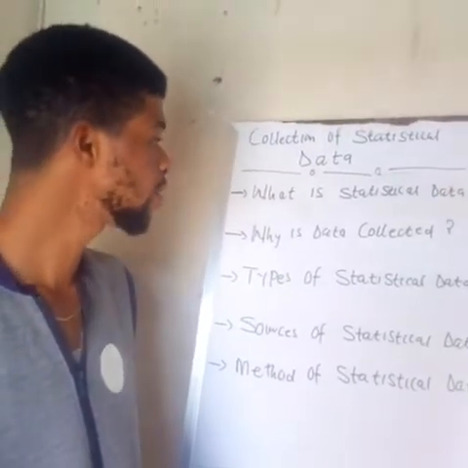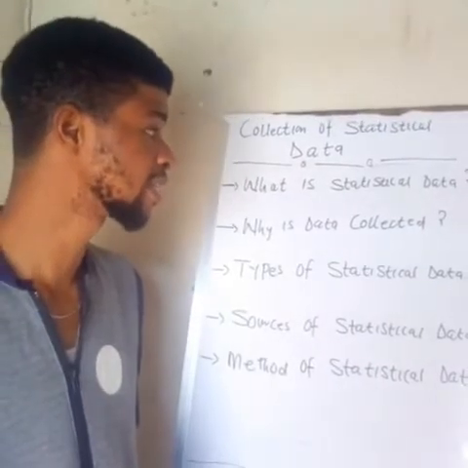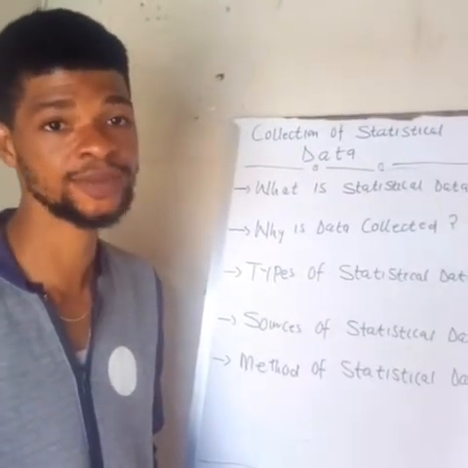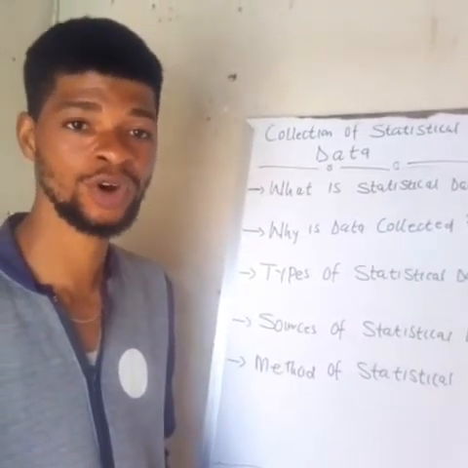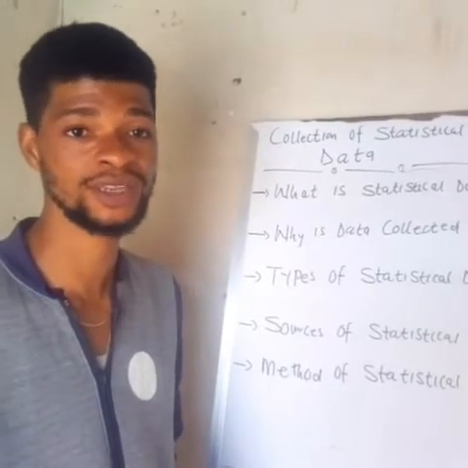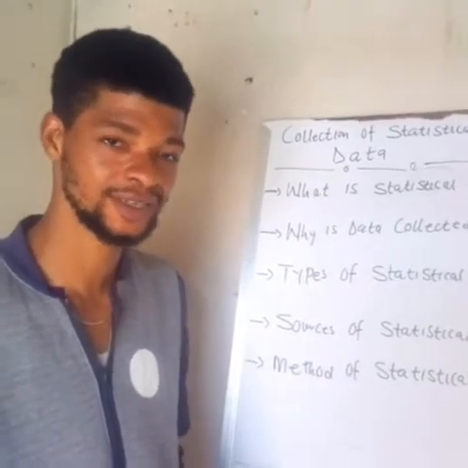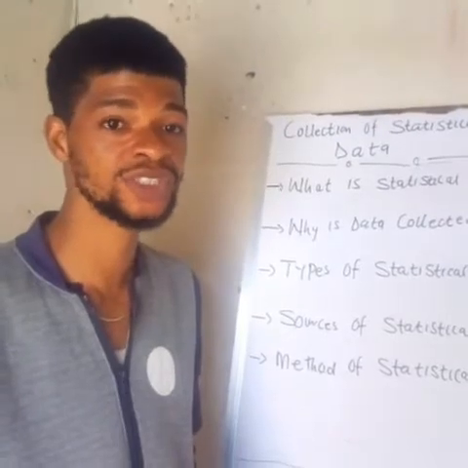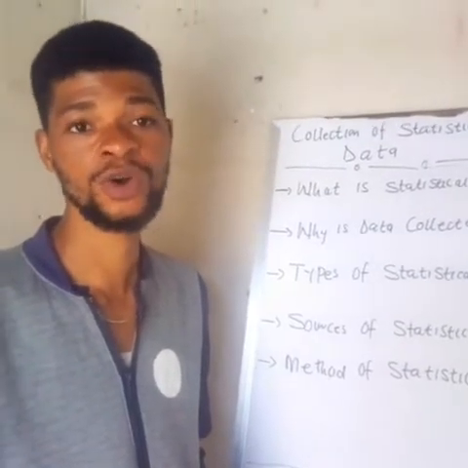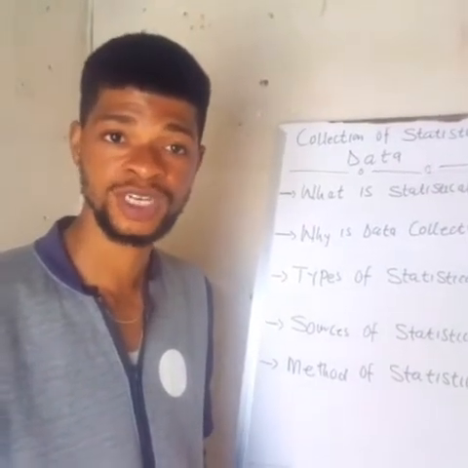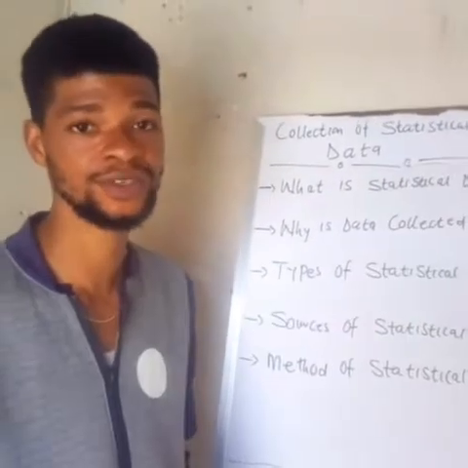Data is just a raw fact, while information is processed data. Now, going back to statistical data, it can be explained as the process or the way by which data is collected from the field statistically. That means the way by which researchers or statisticians collect data from the field is termed statistical data.